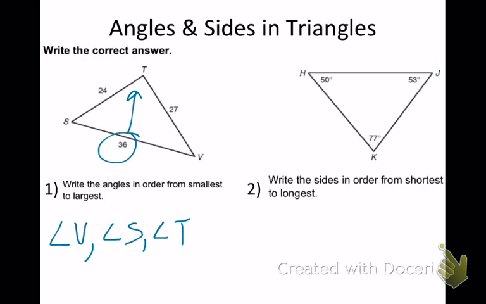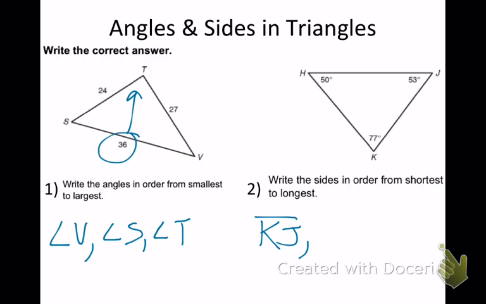Now number two is flipped. Number two, it gives me the angle measures, and I want to list the sides in order from shortest to longest. So which is the smallest angle, Chris? H. H is 50, so what's my shortest side then? KJ. So I have KJ.